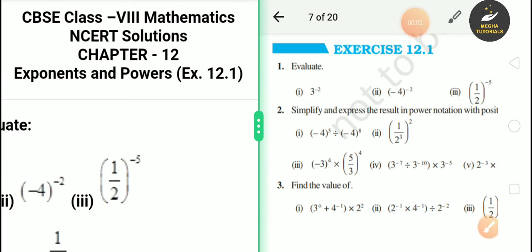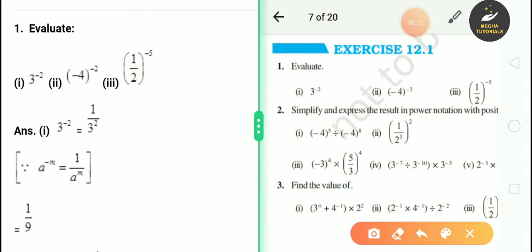CBSE class 8 Mathematics, chapter number 12, Exponents and Powers, exercise 12.1. Question 1, evaluate. In the first question it's 3 raised to minus 2. So we know the exponential law: when a raised to minus m is given, you can write it as 1 upon a raised to m. So 3 raised to minus 2 can be written as 1 upon 3 square, and 3 square is 9, so the final answer is 1 upon 9.